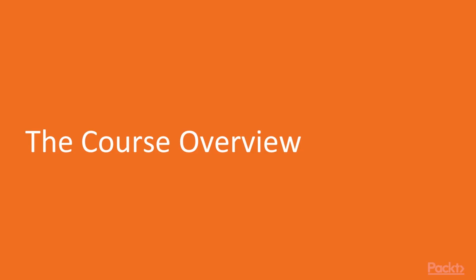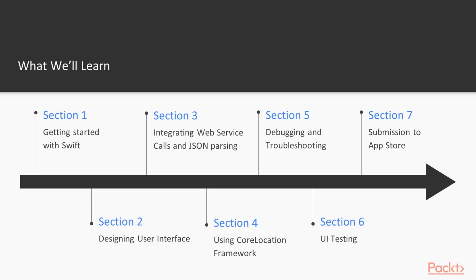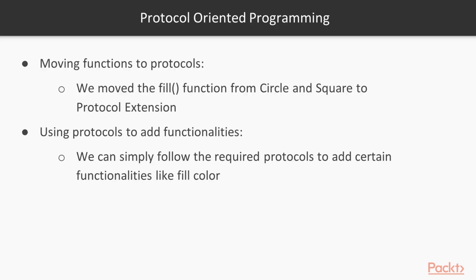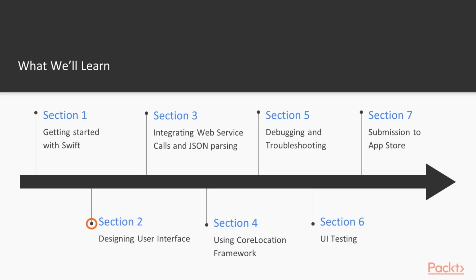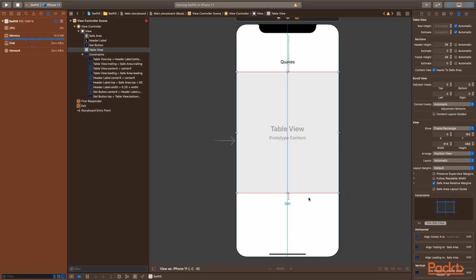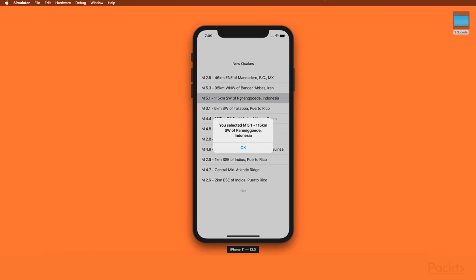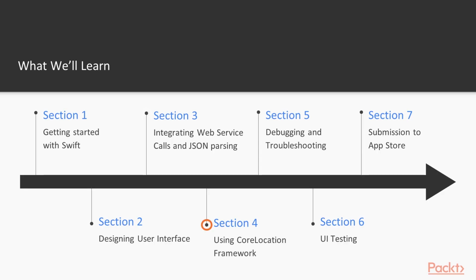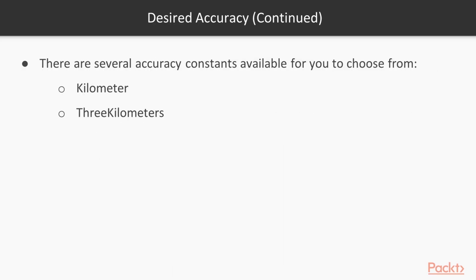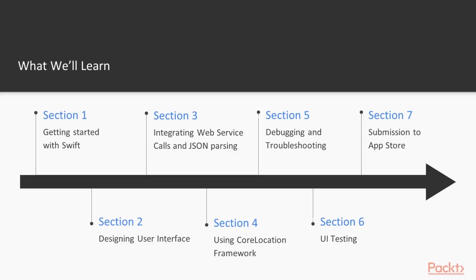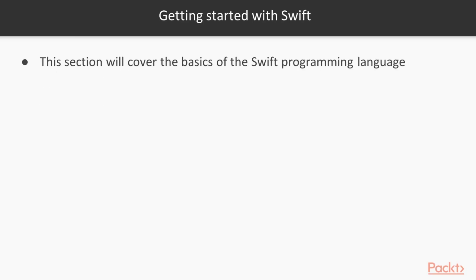Let's have a quick overview of this course. This course has been divided into 7 sections. What we will learn in this course is to get started with Swift, how to use the Swift programming language, how to design user interface, how to integrate web service calls and parse the response, how to use frameworks like CoreLocation, how to debug your application, how to test your application, and how to submit it to App Store.